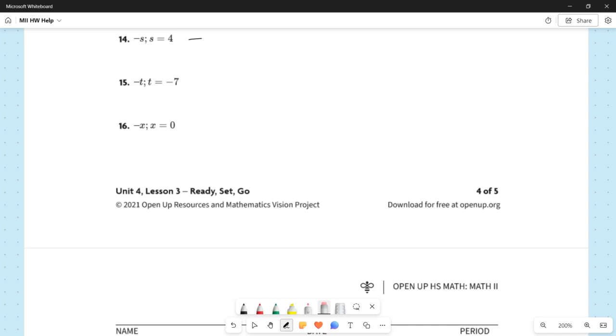So I have the negative. Now I get to the s, because it's negative s. And because I'm now plugging in for s, I'm going to do open parentheses. Now I'm going to plug in what s is. So for number 14, s is 4. So I'm going to put a 4 there, close parentheses. And then that's it, because my entire expression is just negative s. So I have negative parentheses 4.